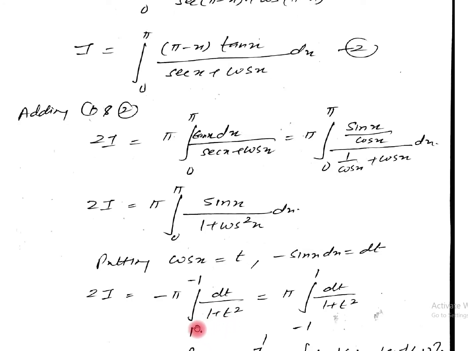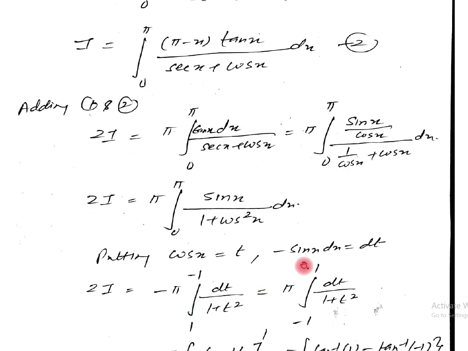And here you must take care: when by doing substitutions the limits are changing, always the lower limit should be less than the upper limit. But whenever after substitution the lower limit becomes greater than the upper limit, we can interchange the limits. Now interchanging the limits, this minus sign will be cancelled, so it becomes pi, because when we interchange the limits the integral is multiplied by a negative sign. Then plus the integral from minus 1 to 1 of dt upon 1 plus t square.